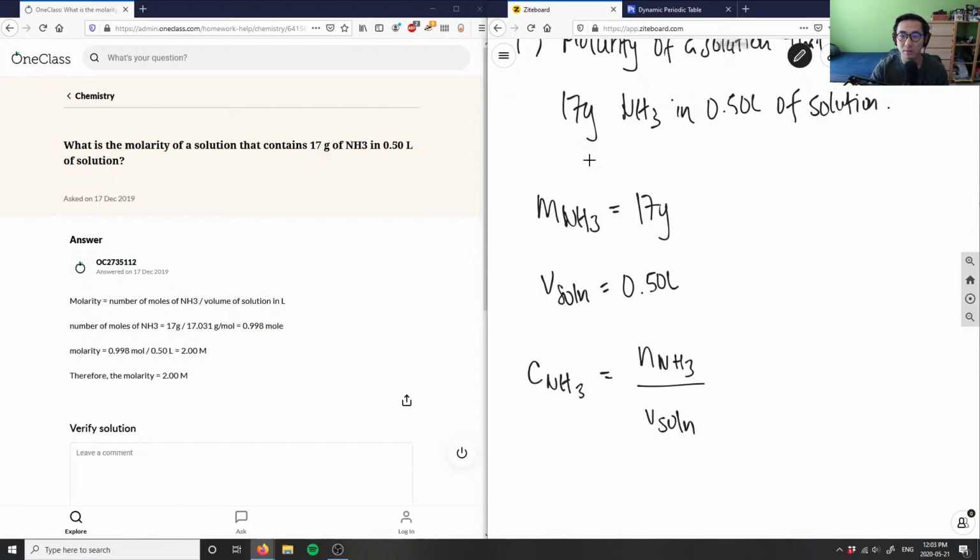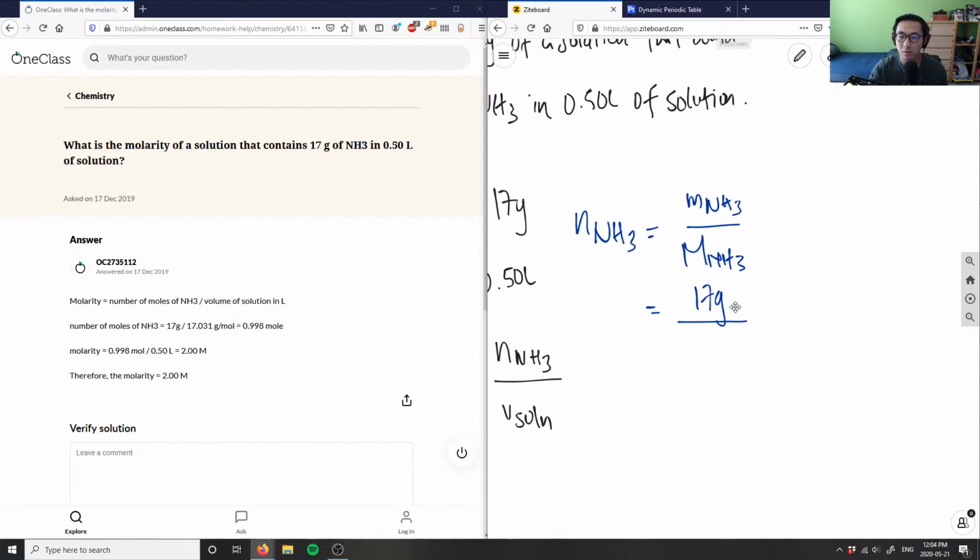Well, we can figure out moles from our mass, right? And we know that our moles of NH3 is going to equal the mass of NH3 divided by our big M, our molar mass of NH3 here. We know that our mass is 17 grams, so we can put that at the top, 17 grams NH3. How do we calculate our molar mass of NH3? Well, I would have to go through my periodic table.